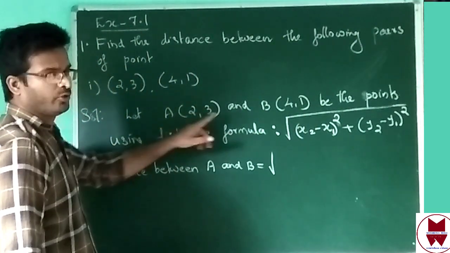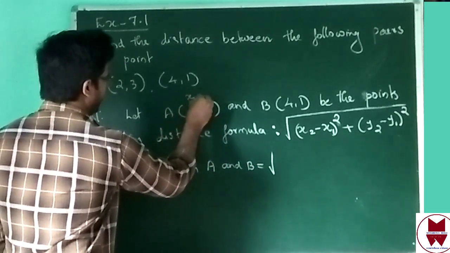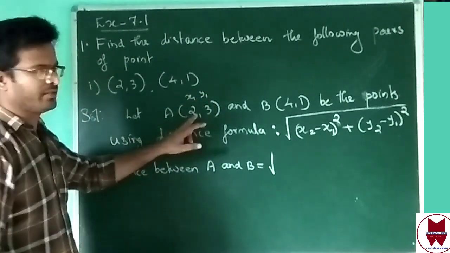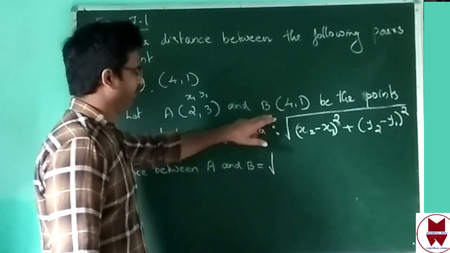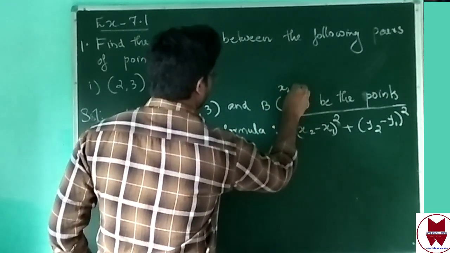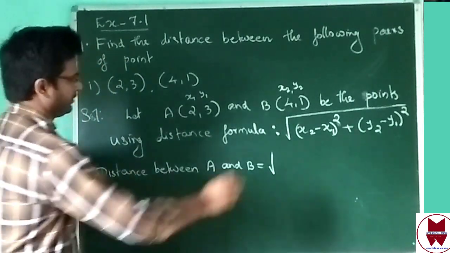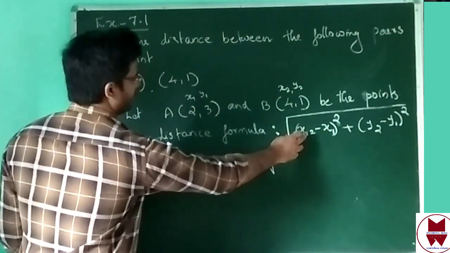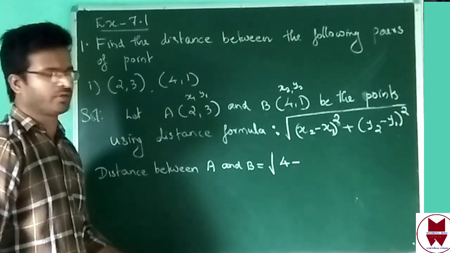Look, in here the 2 points are A and B. A means we can consider this is x1, y1. First, 2 is x1, 3 is y1. Then the second point B, 4 and 1. This first number is x2, second number is y2. Just put it in here. x2, what is x2? 4, isn't it? 4 minus x1. What is x1?